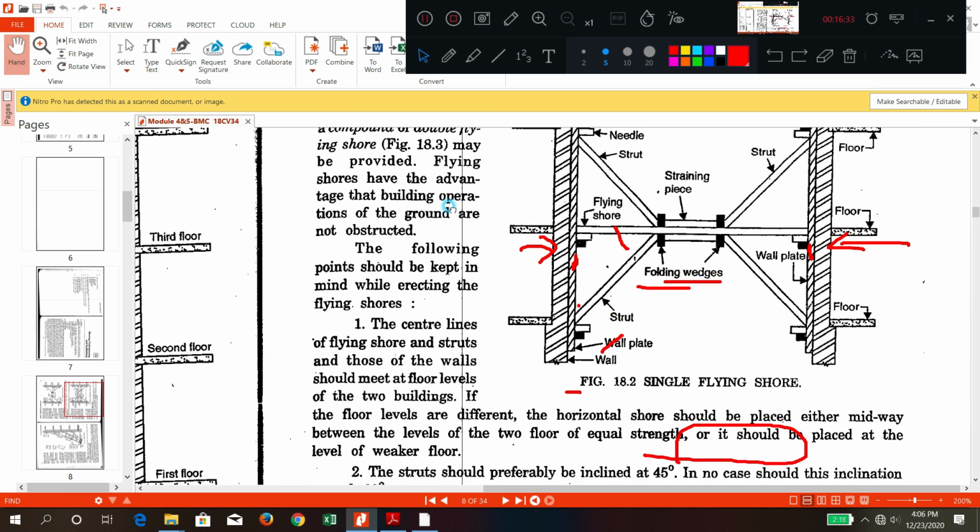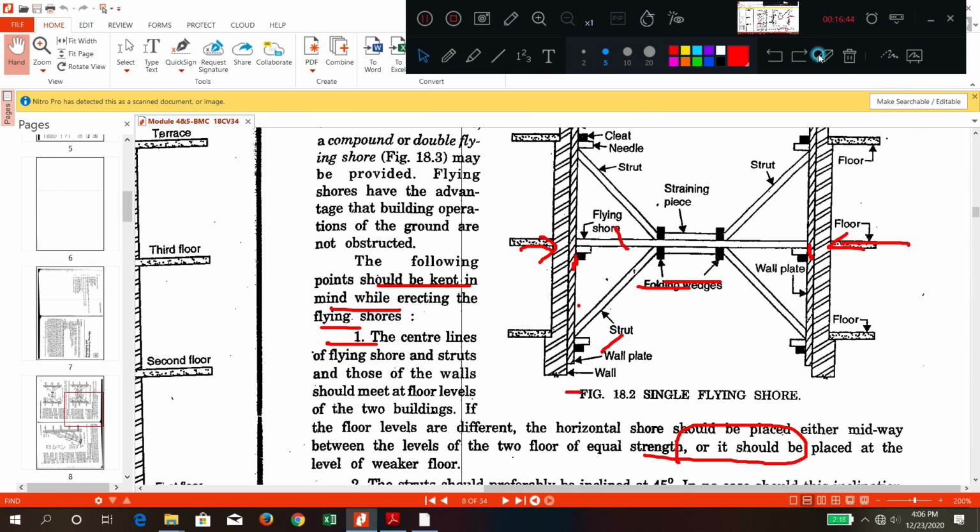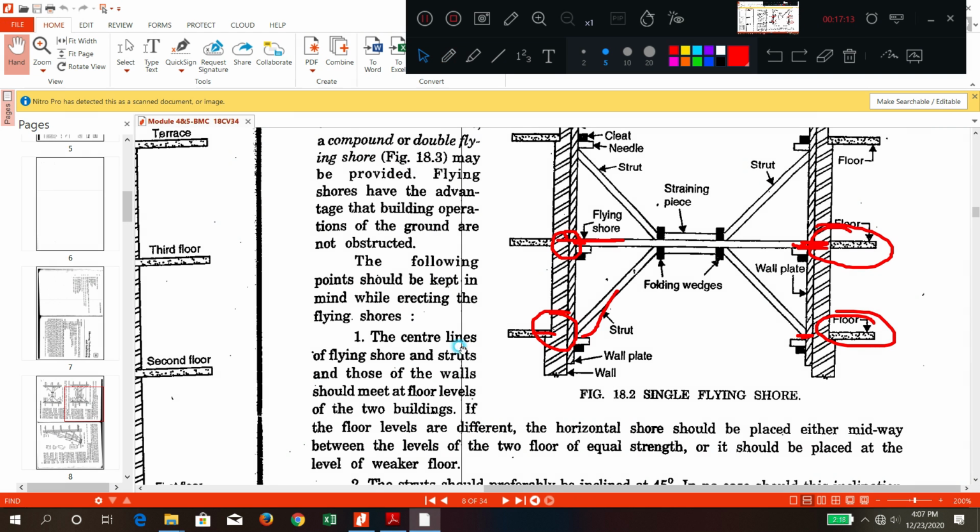Some of the points are these. The center line of the flying shore, strut and walls should meet at the floor level, at the same point. The center lines of struts, shores and walls should everything meet at floor level, not away from the floor joint. Wherever needles and horizontal pieces are, they should be at floor level. Very important point.